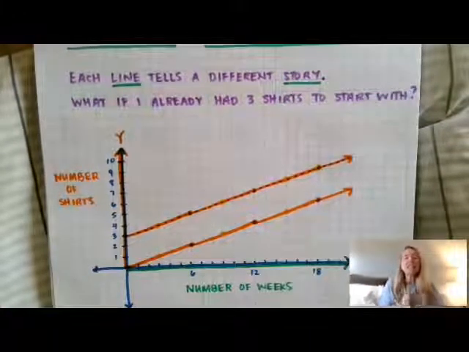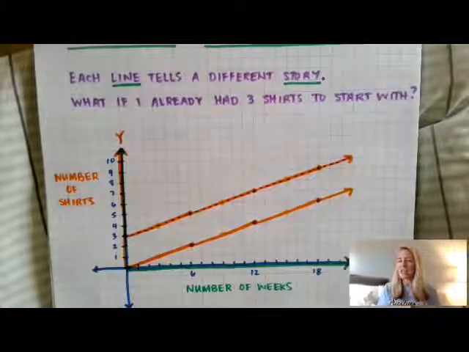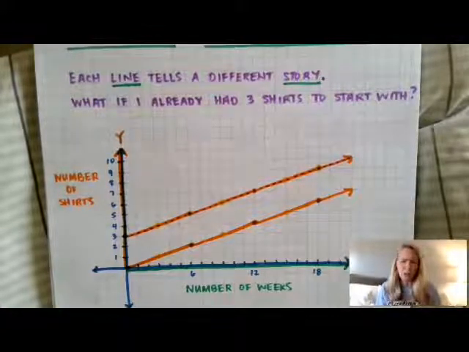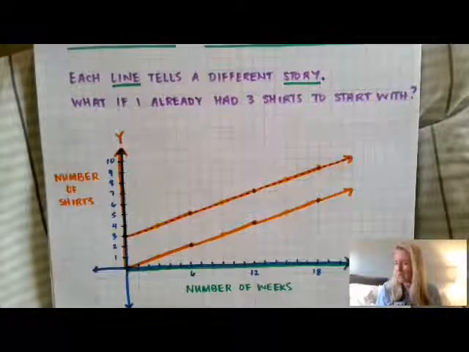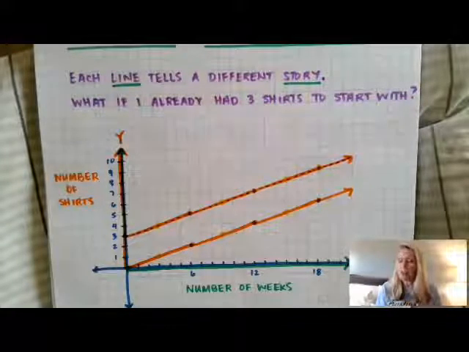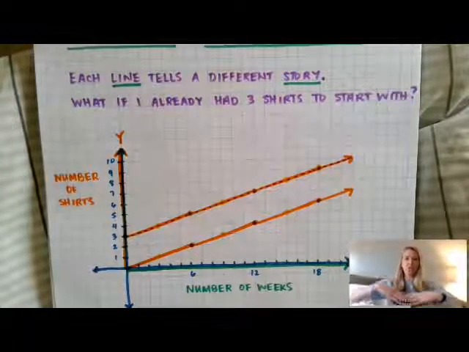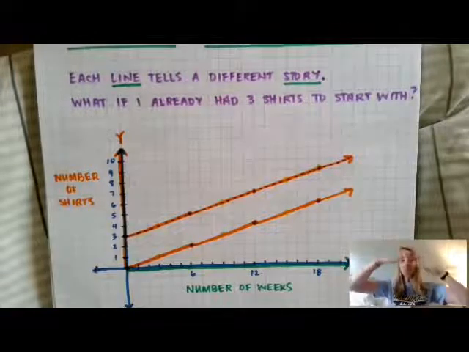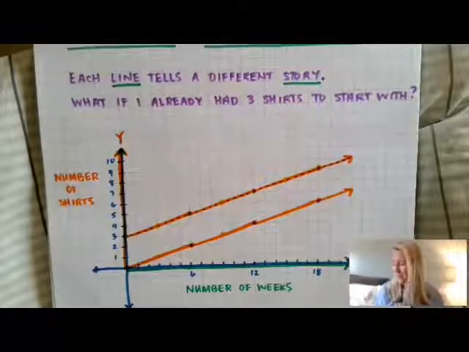So you can see there's a slight difference between these 2 scenarios. My rate of buying shirts didn't change, right? I was still really boring and predictable about my shirt buying, but my starting point changed. And when your starting point changes, it's going to scoot your graph, or excuse me, your line up or down based off of what's happening, okay?